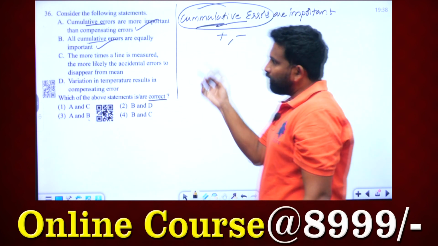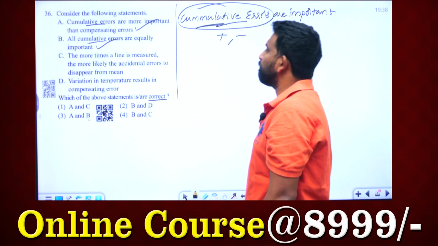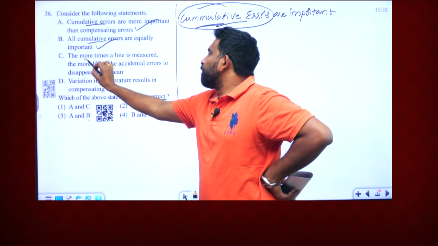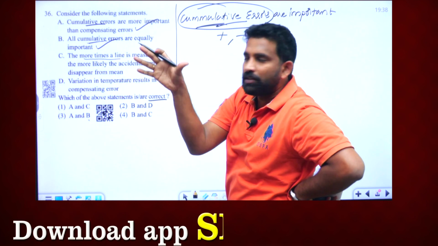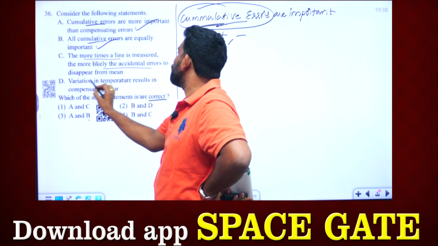Okay. Now let us go for the third statement. The more times a line is measured, the more likely the accidental error is to disappear from the mean. See here, the more times a line is measured, that means if you are measuring a line multiple times, okay, the more likely the accidental error is to disappear from the mean.